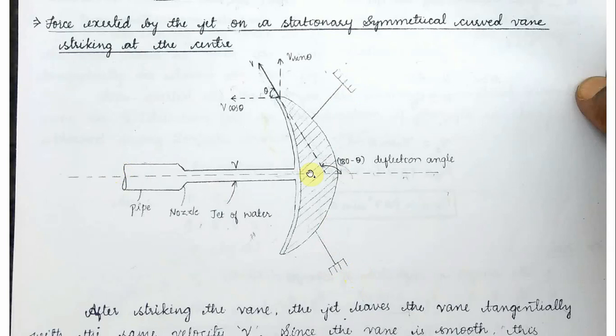See here, this is the fixed condition. So when the force of water is hitting it, the vane is not going to move. Only the force of water will hit it and pass through these symmetrical vanes. Coming to this velocity v, it is resolved into the vertical component v sin theta and the horizontal component v cos theta. So this angle is 180 minus theta, which is called the deflection angle. Here also theta will be there.